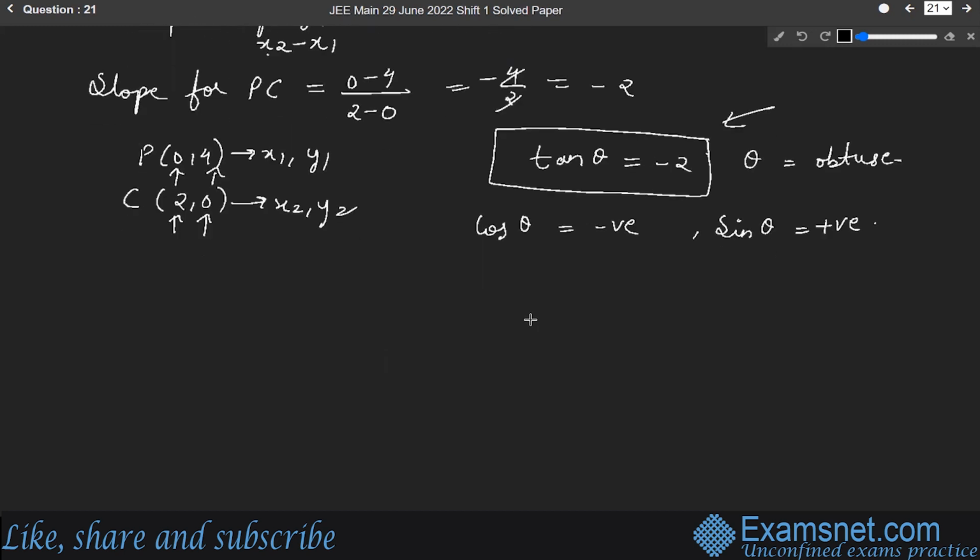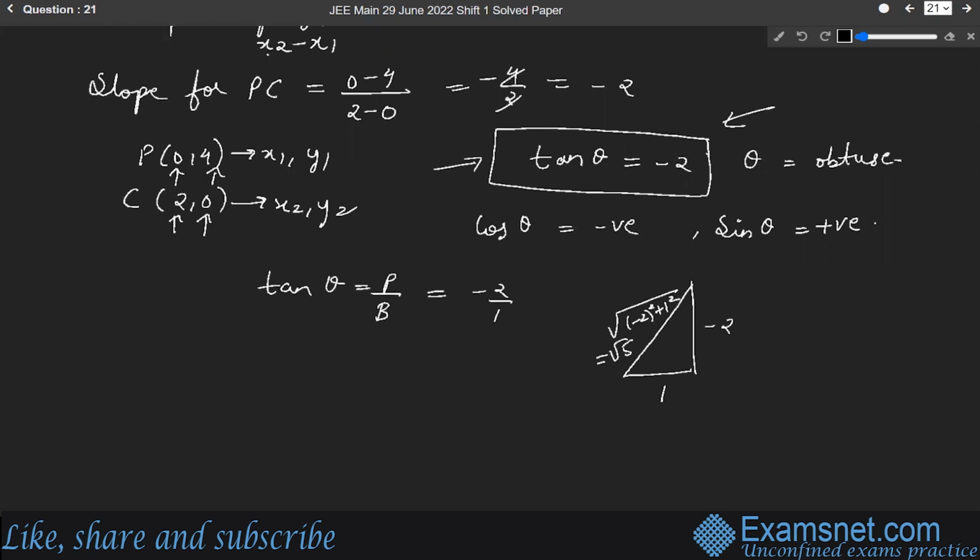All right. Now let us calculate the value for cos theta and sin theta. Okay, since we have tan theta, so we can easily find the values of cos theta and sin theta. Let us consider a right angle triangle. What is tan theta? Tan theta is equal to perpendicular upon base. It is equal to minus 2 upon 1. Okay, so perpendicular is minus 2 and base is 1. So what will be hypotenuse? It will be under root of minus 2 square plus 1 square, which is equal to under root of 5. We have used Pythagoras theorem here, which is h square is equal to p square plus b square. Hypotenuse square is equal to perpendicular square plus base square. All right. So we have the value of hypotenuse, which is root 5.